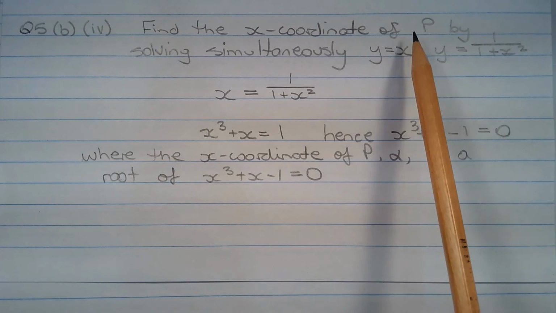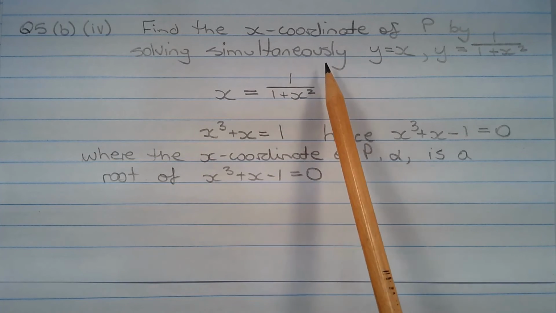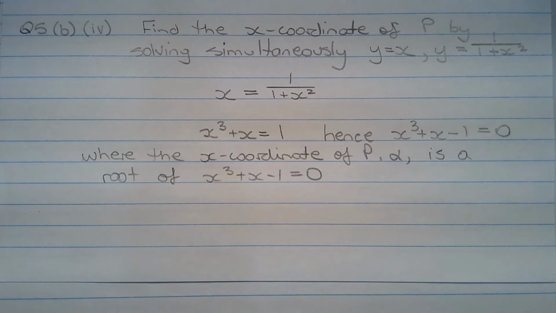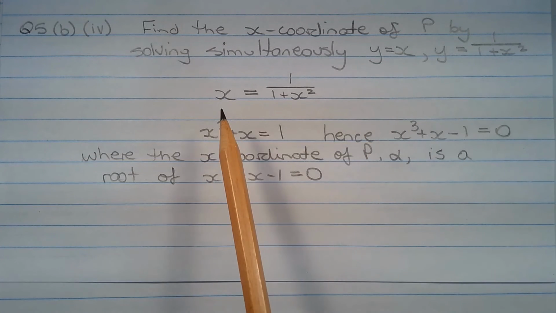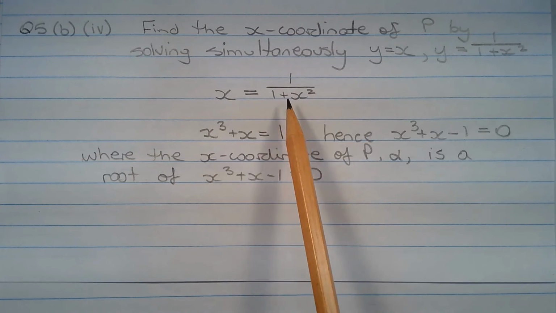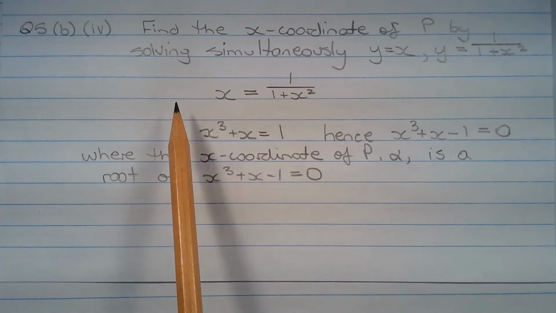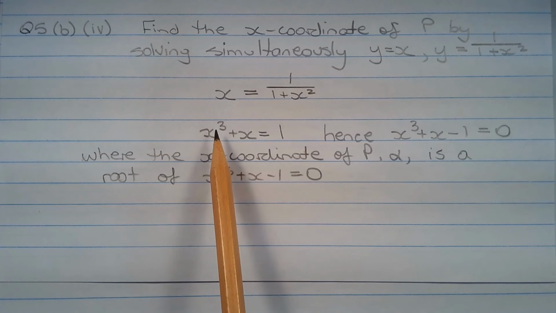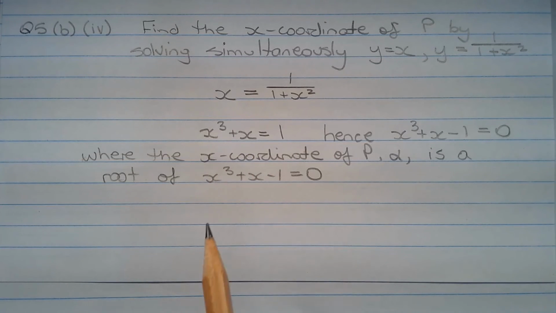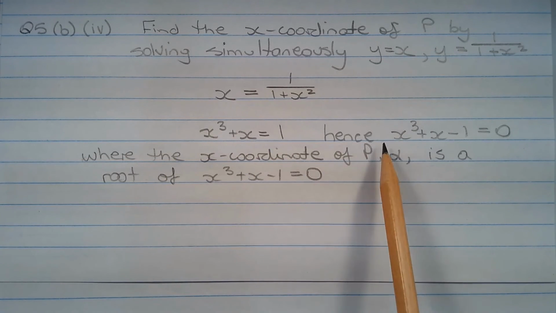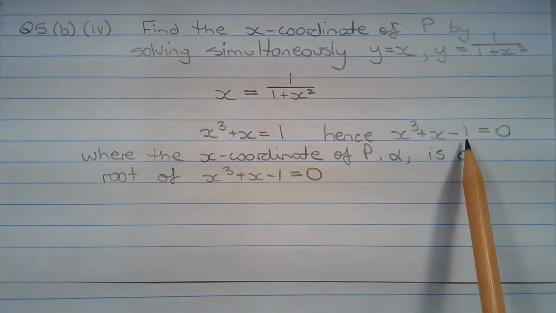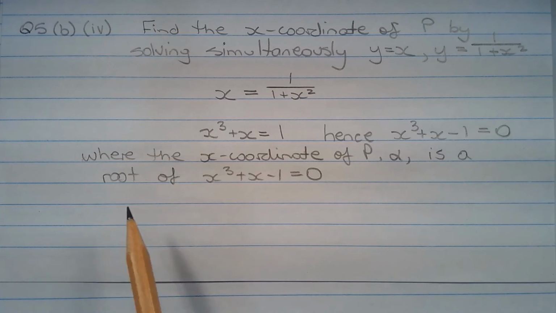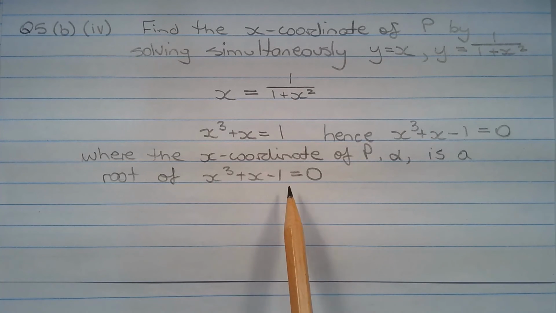Find the x-coordinate of point P by solving simultaneously y equals x and y equals 1 over 1 plus x squared. So eliminating y, we have x equals 1 over 1 plus x squared. Multiplying both sides of the equation by the denominator 1 plus x squared, we get x cubed plus x equals 1. And subtracting 1 from both sides, we get x cubed plus x minus 1 equals 0, where the x-coordinate of P, alpha, is a root of x cubed plus x minus 1 equals 0.